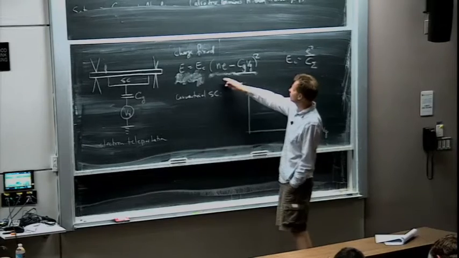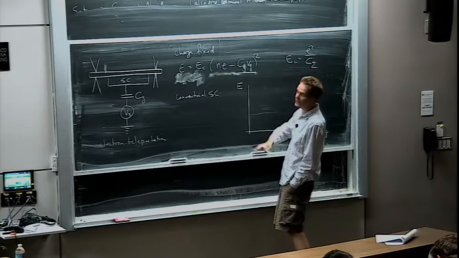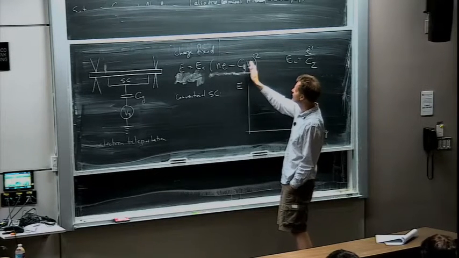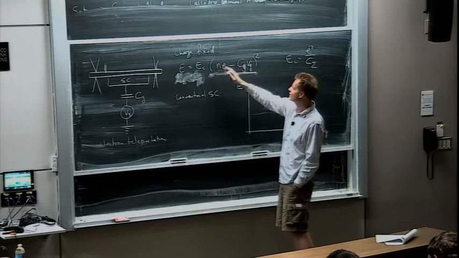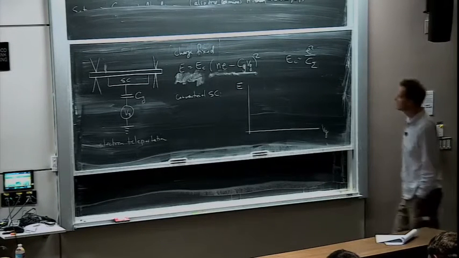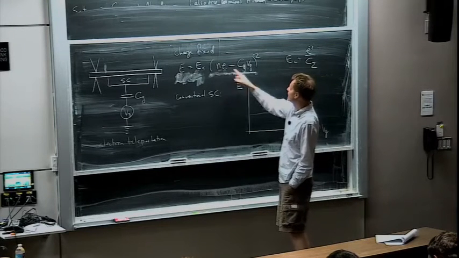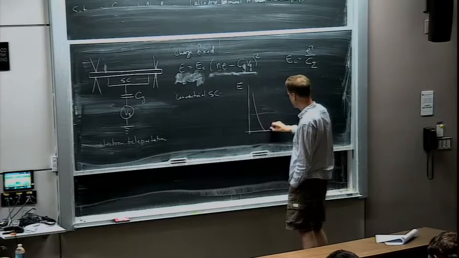And now we will have different energies for different charges. So this gate voltage is something that I can tune continuously. So this is a continuous variable. But n times E, of course, can only take values 1, 2, 3, 4. We have an integer number of electrons on the system. So for each n, we get a different parabola. Okay, so it looks something like this.